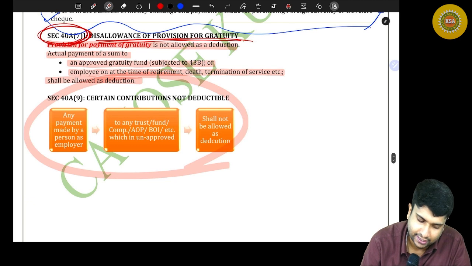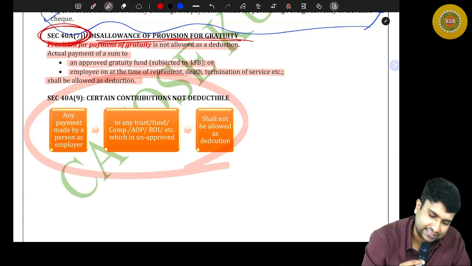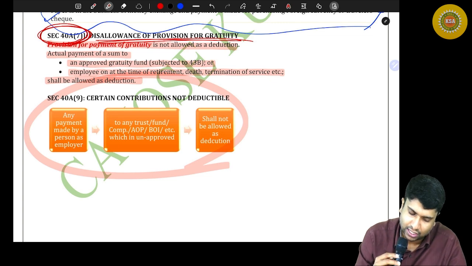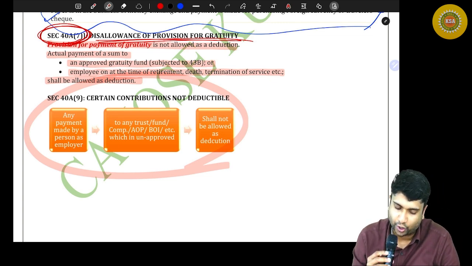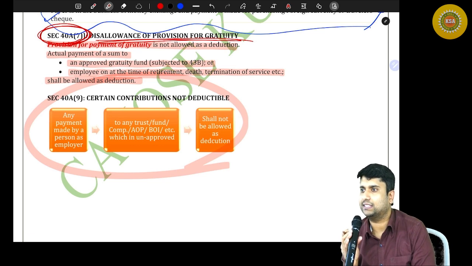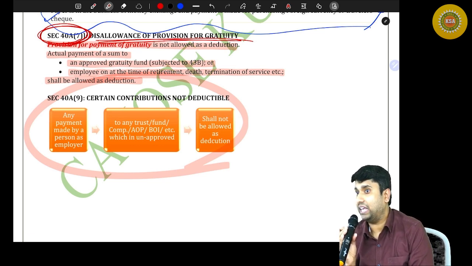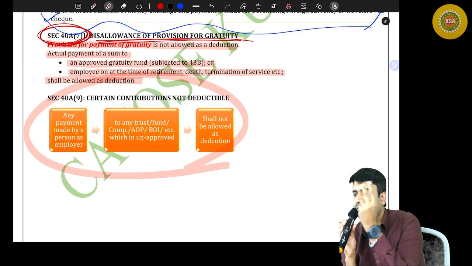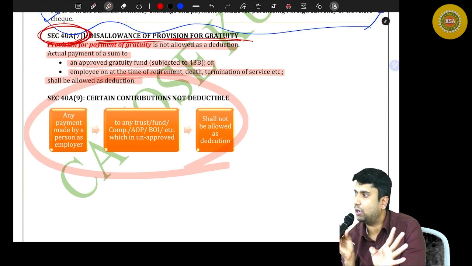What is 40A9? Any payment made by a person as an employer to any trust fund, company, AOP, BOI, etc., which is unapproved, shall not be allowed as deduction. Are you with me? Best example, any contribution to URPF. What is URPF? Unrecognized Provident Fund. You are making a contribution, never allowed as deduction.